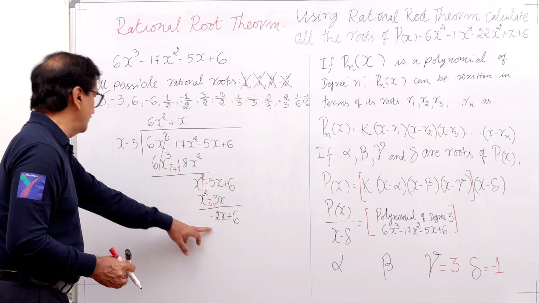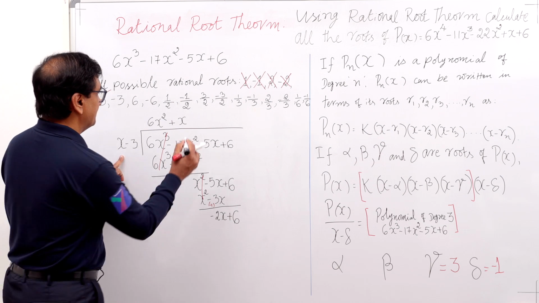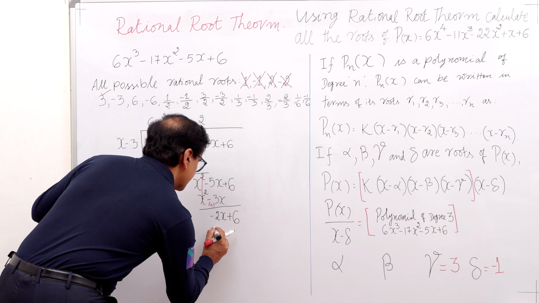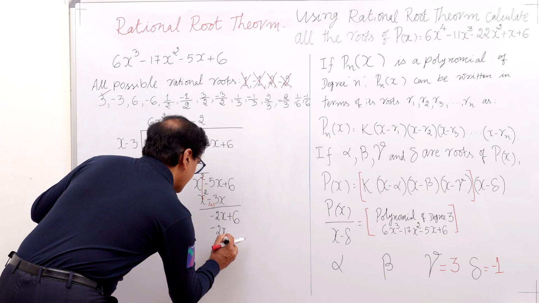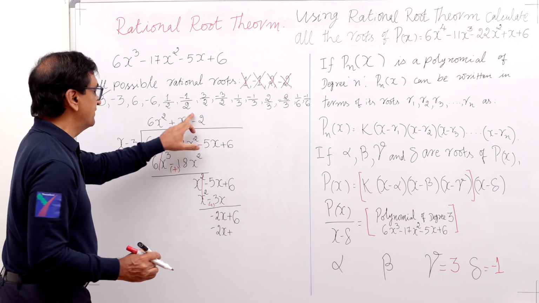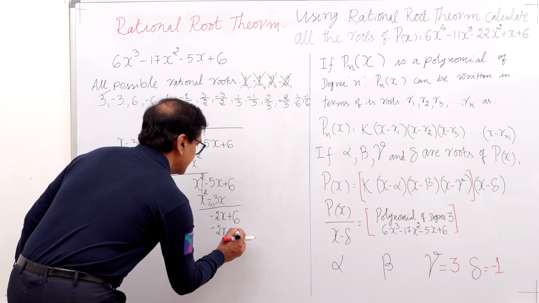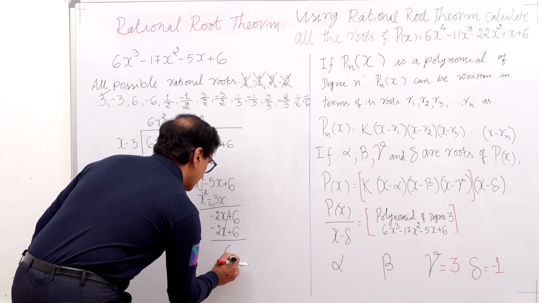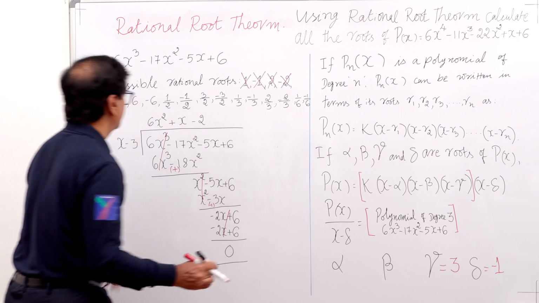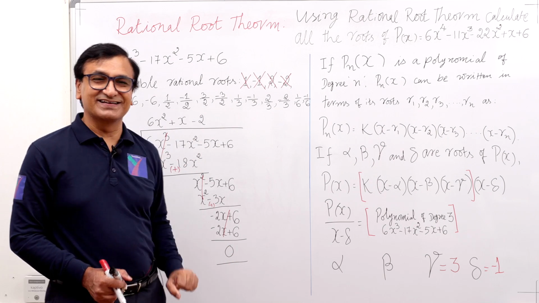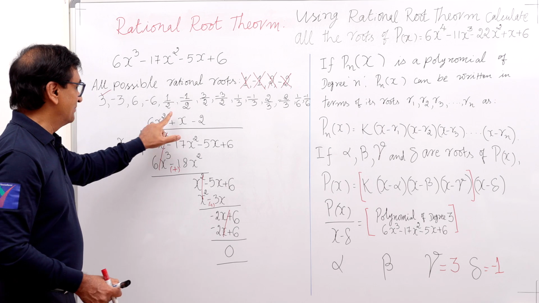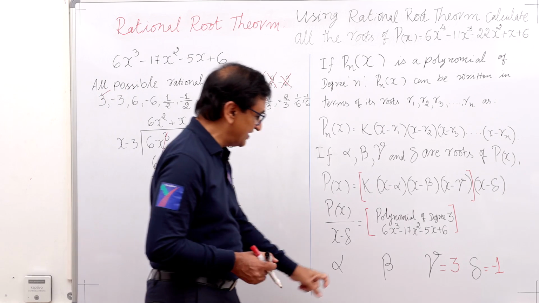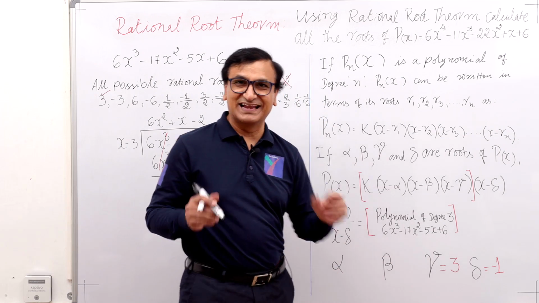So you have minus 2x here, x here. So you have minus 2 here. So minus 2x plus minus 3 multiplied by minus 2 plus 6. So this is our quadratic, 6x square plus x minus 2. I just have to factor this quadratic to get our alpha and beta, and we are done.